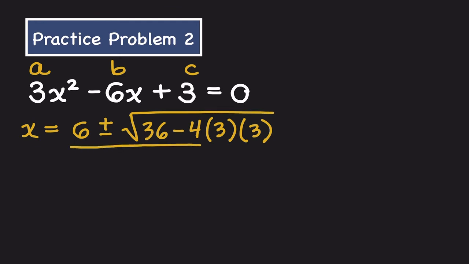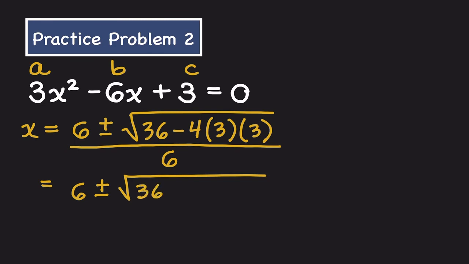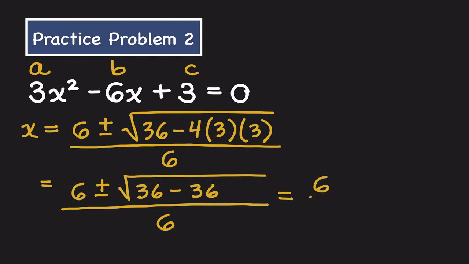And then on the bottom, we're going to have 2a, which in this case would be 6, because a is 3. Cleaning this up a little bit, we're going to get 6 plus or minus the square root of 36 minus 36. 4 times 3 is 12, times another 3 is 36, all over 6. So this is a case where we're going to have only one solution. That plus or minus is going to fall out. We're going to end up with 6 over 6, or 1.